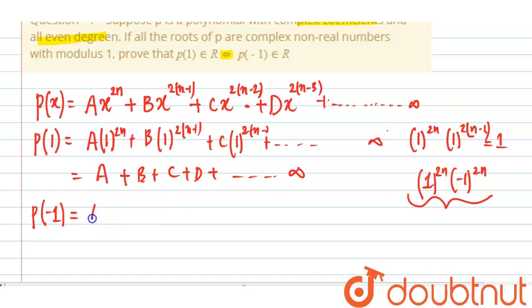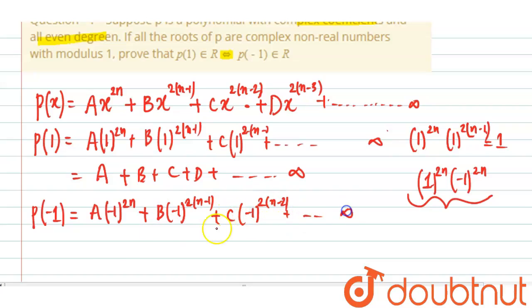So let's write it down. a into minus 1 raised to power 2n, plus b into minus 1 raised to power 2n minus 1, plus c into minus 1 raised to power 2n minus 2, up till infinity. And this will again be written as a plus b plus c plus d up till infinity. That means we are getting the same answer for p(1) and p(-1).